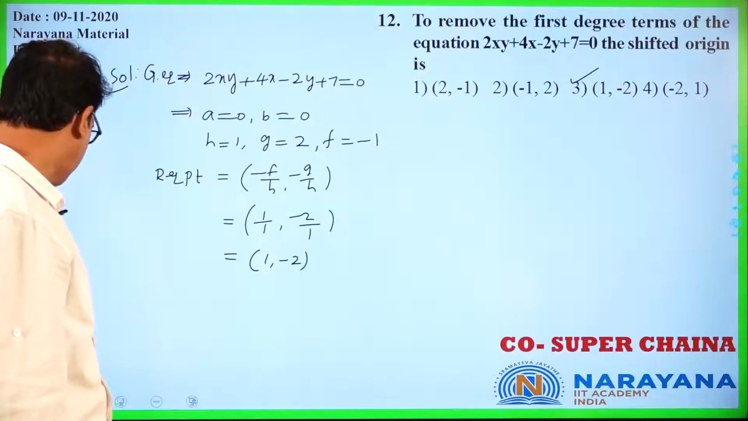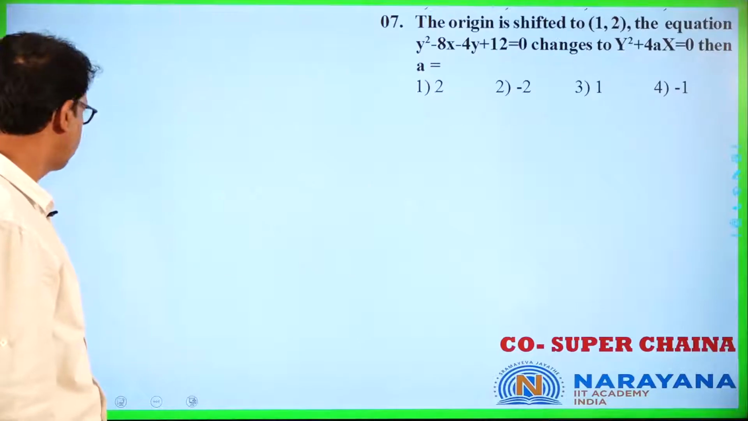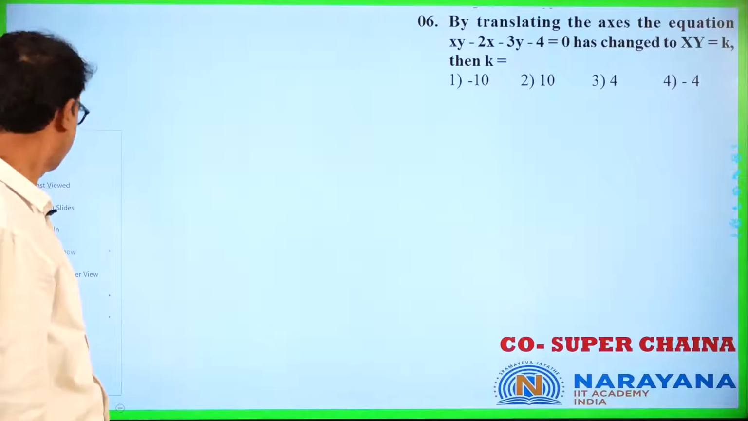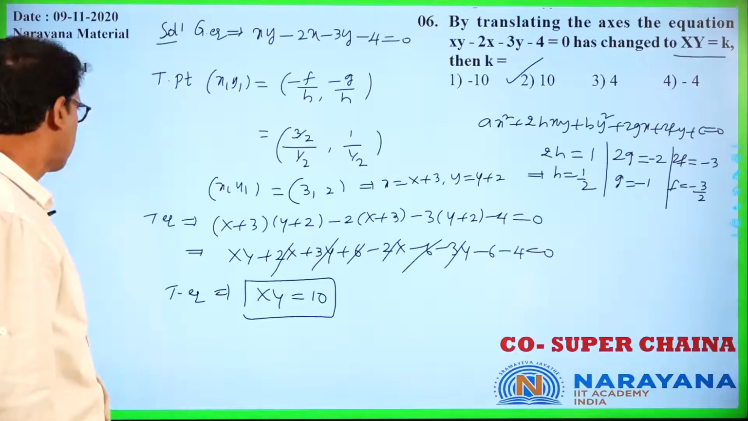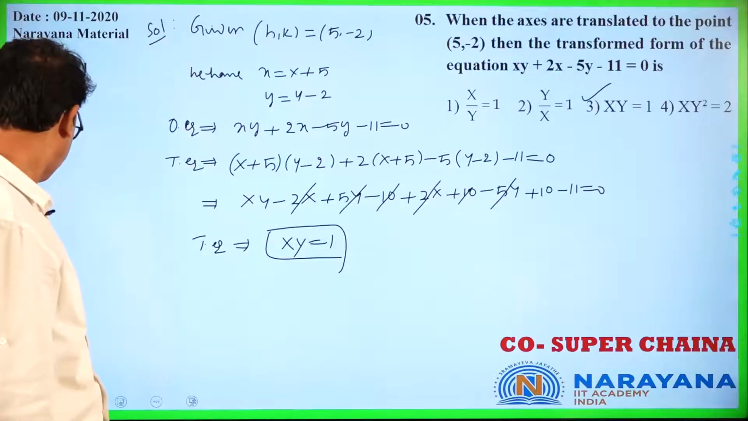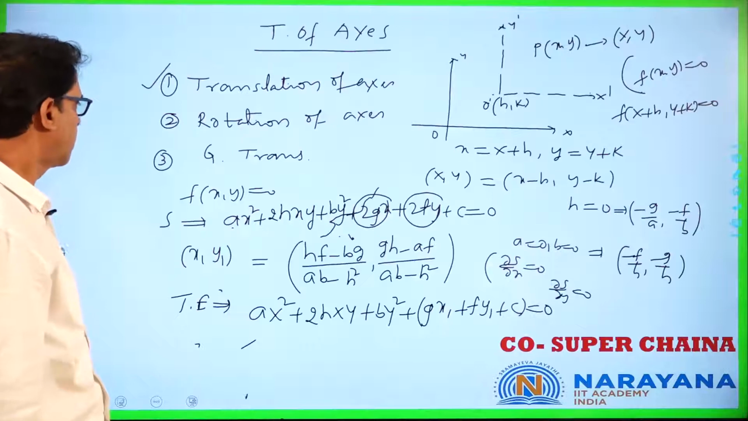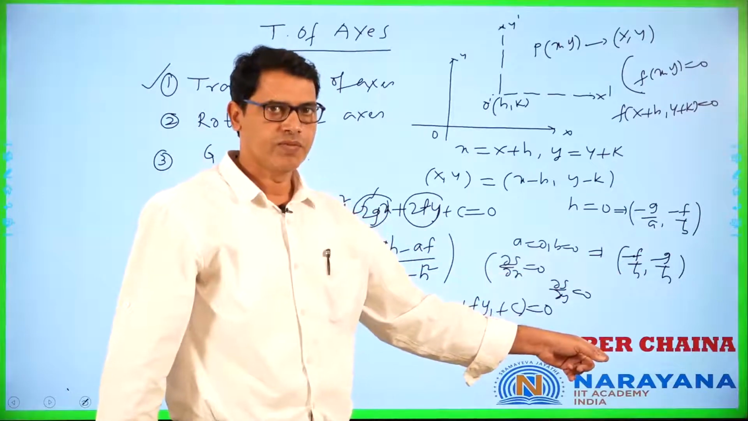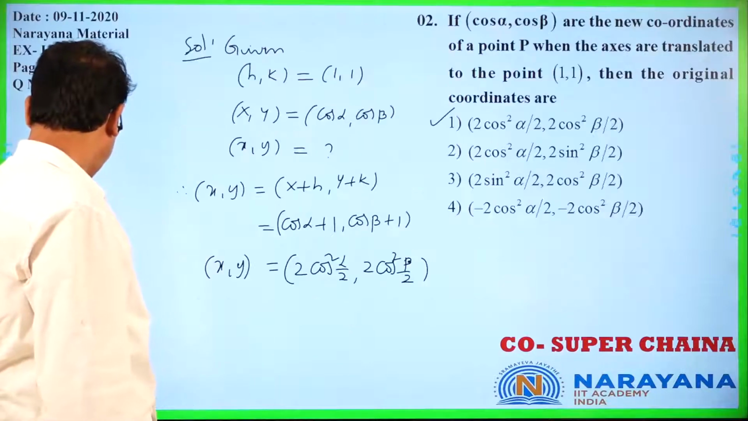See, these things I have given in the first page. You see? See, minus f by h, minus g by h. Okay? Now, next one.